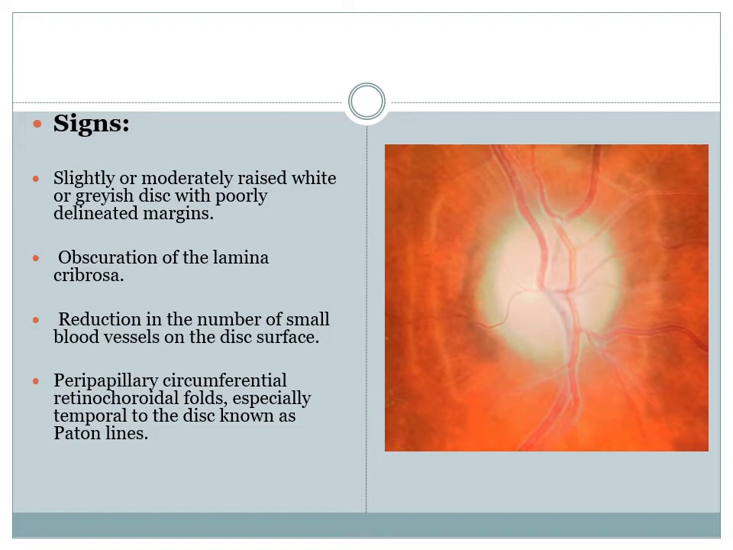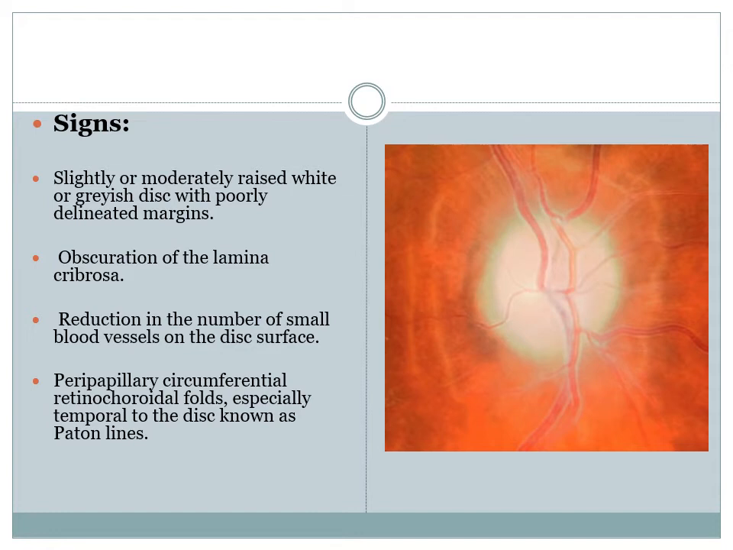Obscuration of the lamina cribrosa. So the central cup is obscured, so there is obscuration of the lamina cribrosa. Also there will be a reduction in the number of small blood vessels on the disc surface. So the disc surface will show a reduced number of blood vessels, which we have already discussed with primary, Kastenbaum.